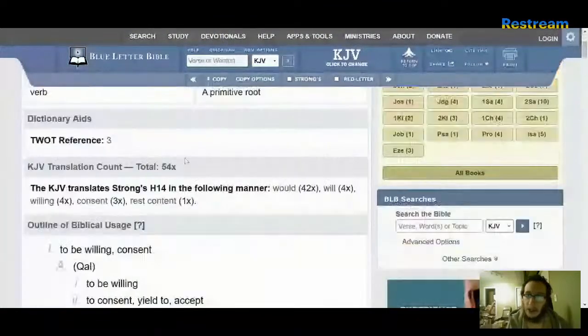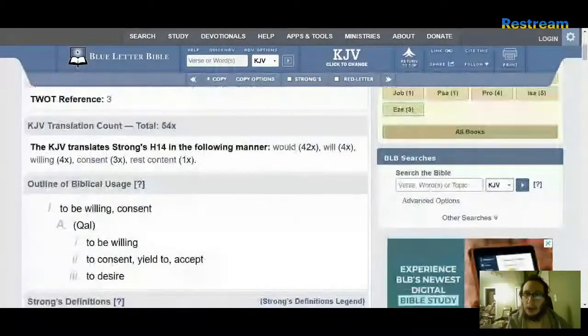So now let's take a look at the comprehensive etymological dictionary.